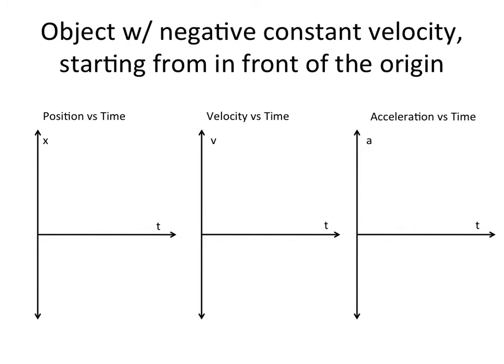All right. Negative constant velocity starting from in front of the origin. In front of the origin, so that really means positive to the origin. All right, this is going to be interesting right here. Okay? So it's starting here. It's starting positively.